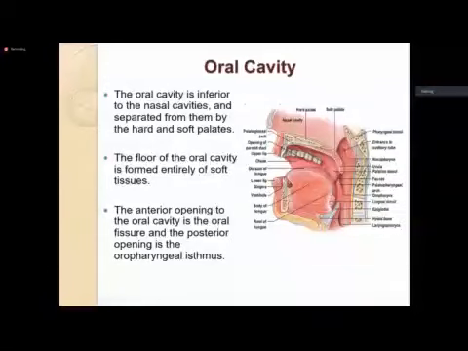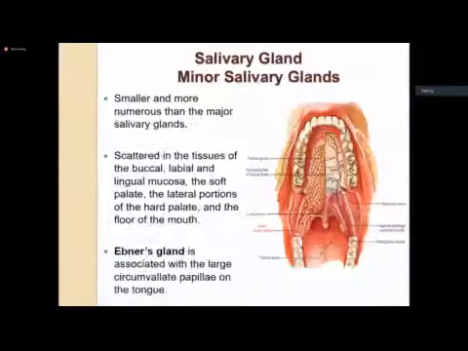In the oral cavity हमने टंग के बारे में पहले बात कर ली है, हमने पैलेट के बारे में पहले बात कर ली है. तो we have glands which are minor and major salivary glands के बारे में बात करेंगे. Minor salivary glands जो हैं वो basically these are smaller, these are more numerous than the major salivary glands. यहाँ पे आपको नजर आ रहे हैं. They are scattered in the tissues of buccal, labial, and lingual mucosa, the soft palate, lateral portion of the hard palate, and the floor of the mouth.